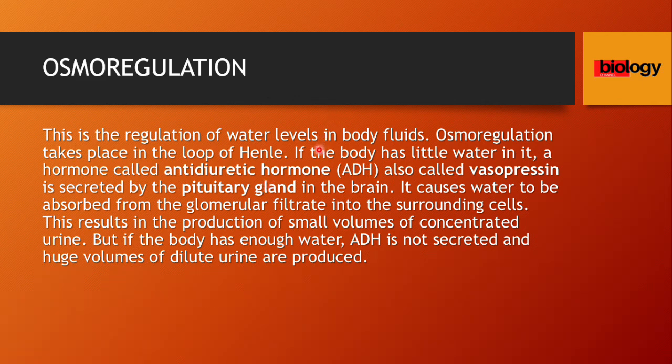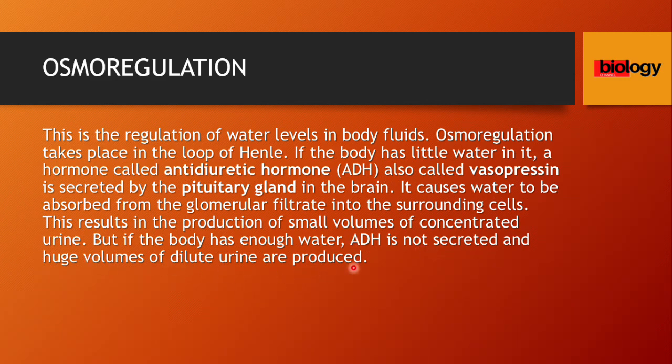If the body has little water in it, a hormone called antidiuretic hormone, ADH, also called vasopressin, is secreted by the pituitary gland in the brain. It causes water to be absorbed from the glomerular filtrate into the surrounding cells. This results in the production of small volumes of concentrated urine. But if the body has enough water, ADH is not secreted, and huge volumes of dilute urine are produced.